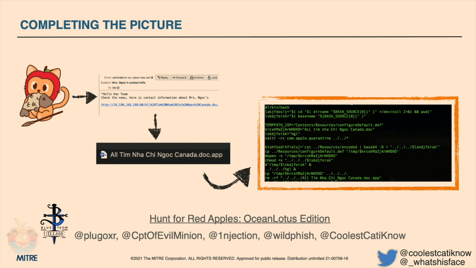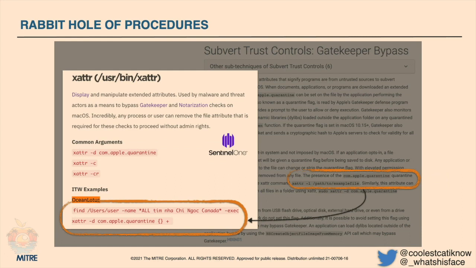For OceanLotus, they used a spear phishing attempt to launch the document, which masqueraded by using UTF-8 to flip the dot to make it look like it was a document when it was actually an app. And then it would launch the script that Adam pulled down earlier and then broke down into the techniques. And then I left the link up there for the OceanLotus hunt. We will eventually release all of that open source, but we're polishing.